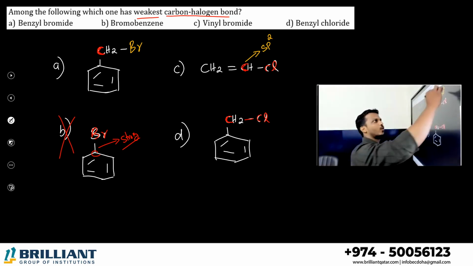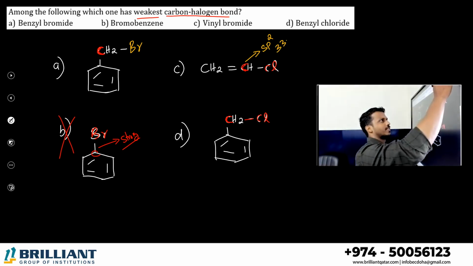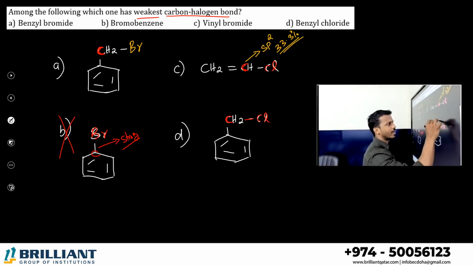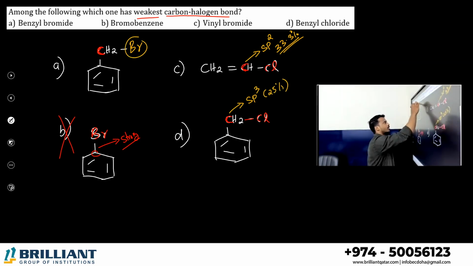S character, 33.3%. Correct. What about here? Here the chlorine-connected carbon is a single-bonded carbon, sp3. Therefore, 25%. So here also this is 25%.